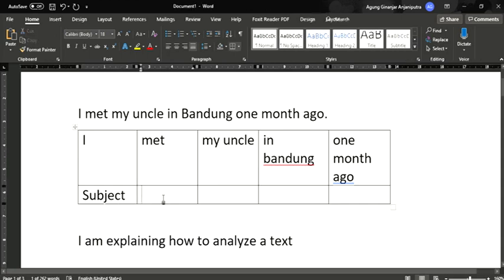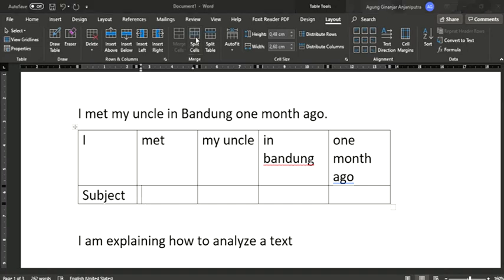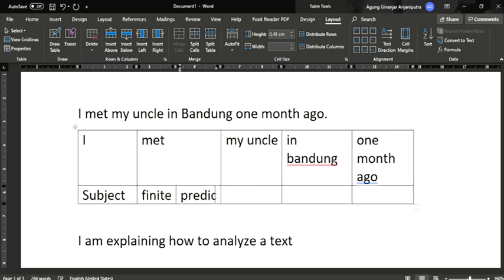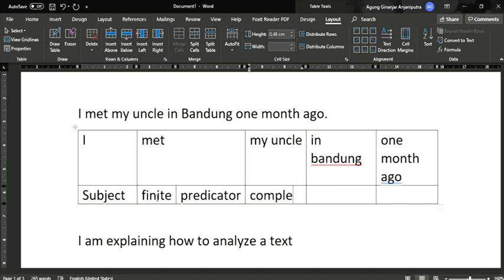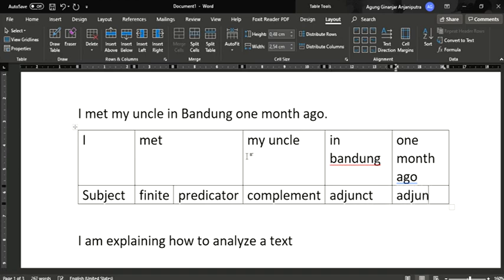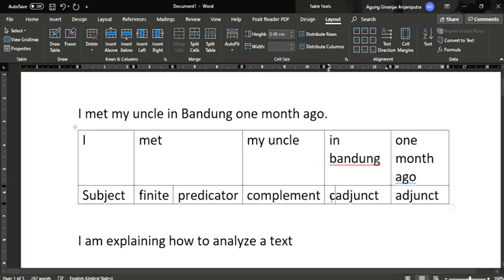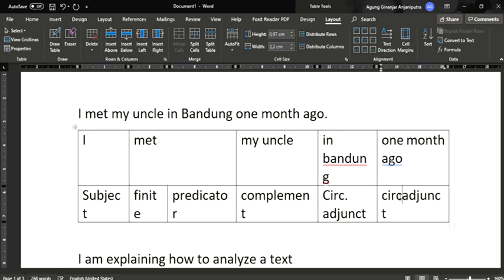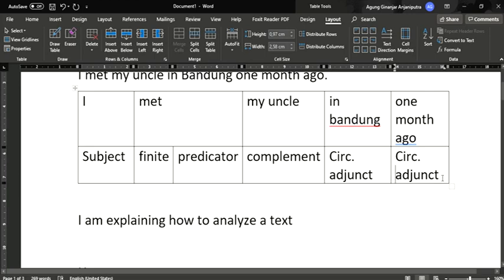Since this verbal group only consists of one word, it functions both as finite and predicator. Let's split it. Okay, finite. This one predicator. This one is complement. Complement is realized in a nominal group, or in syntax we know it as a noun phrase or adjective phrase. In Bandung is adjunct. There are several types of adjunct. We call this one circumstantial adjunct because it tells when or where. We can see the types of adjunct in your book.